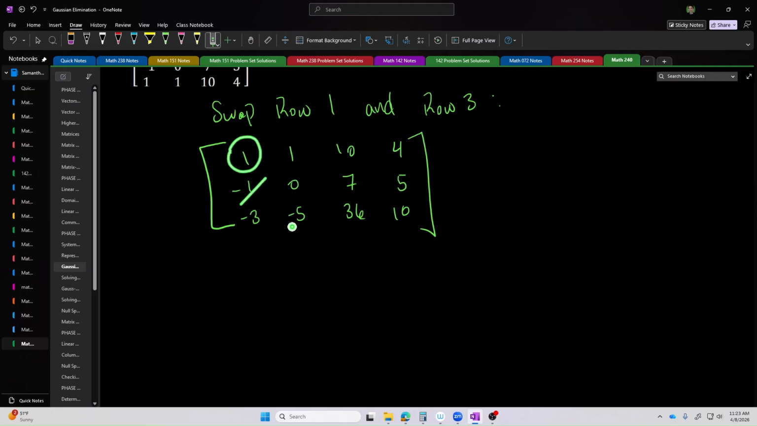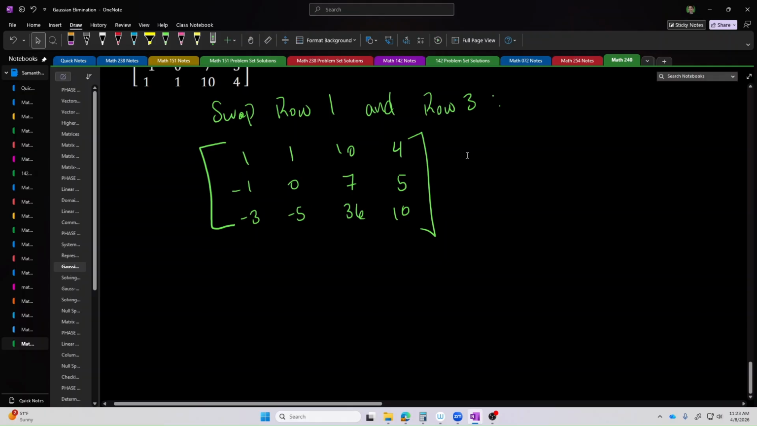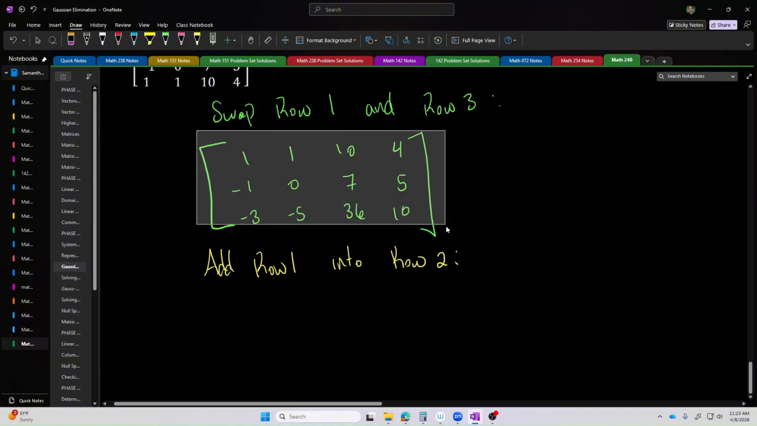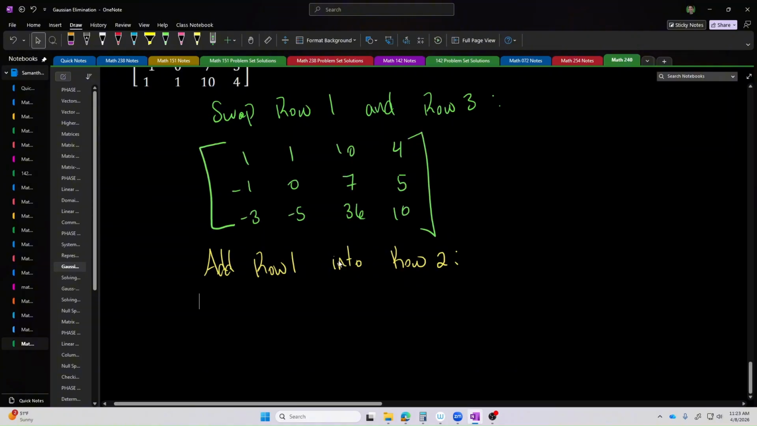So now that I've shuffled a 1 into this top left pivot position, let's go ahead and try and eliminate the pivots underneath that 1. And eliminating the pivot in the second row is pretty straightforward because these two entries are already opposites. So immediately when we add row 1 into row number 2, that entry in the first position there will cancel out. So let's go ahead and do that. Add row 1 into row 2. So copy paste everything except for row 2, which is being modified.